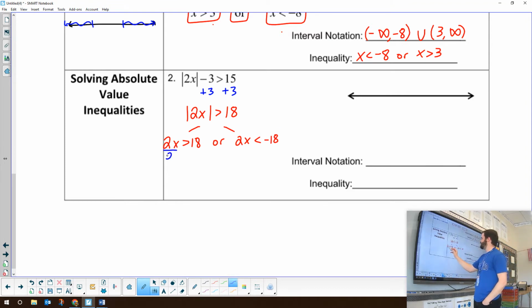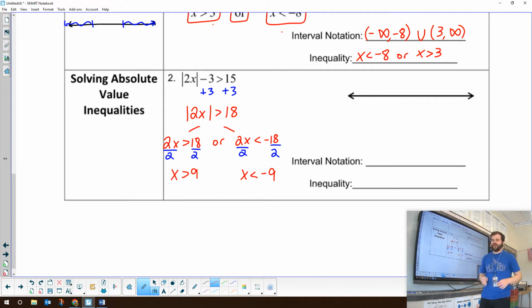I'm going to divide this side by 2, this side by 2, and we're going to get x is greater than 9. I'm going to divide this side by 2 here, this side by 2, and I'm going to get x is less than negative 9. So there are my two answers. The weird thing about this is usually your negative ends up on the right side. So usually your smaller number ends up on the right side. So you have to pay attention to that whenever you put it on the graph.